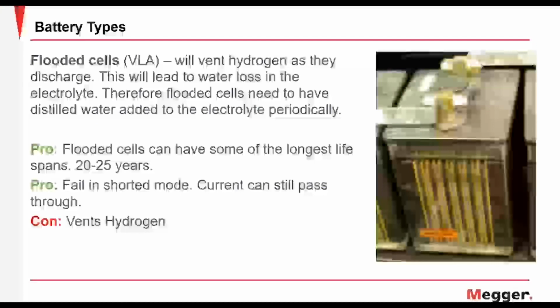They vent hydrogen as they discharge, and some people might consider this dangerous, but usually once they apply this battery, there will be a ventilated place to contain them as one of the requirements. The very good thing about this type of battery is that they can last for a very long time. And if they fail in what we call the short mode, it means that the current can pass through them in a string. So if you have a critical load, you can rely on this battery even if one of the cells has failed in a string, you still have that string operational for you.